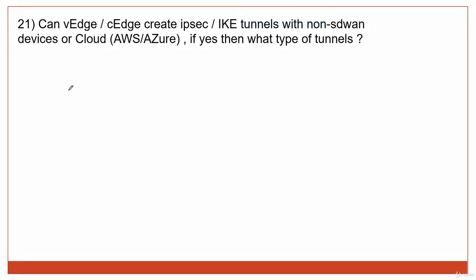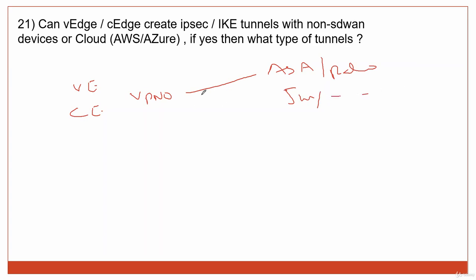First question may be: I have a VH device, that's the Viptela box, or I have Cisco devices, CH, over VPN0 or VRF0. Can they form an IPsec tunnel with an ASA firewall, or Palo Alto, or any other vendor device like Juniper? For this, the answer is no. They will form the IPsec tunnel over VPN0 only with the same Viptela devices or the same SD-WAN devices. So this is part one.